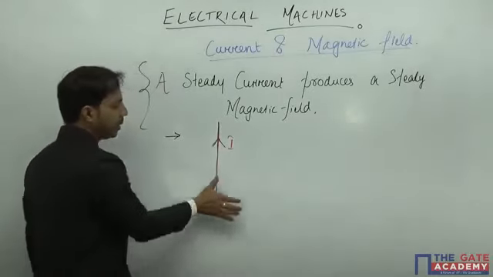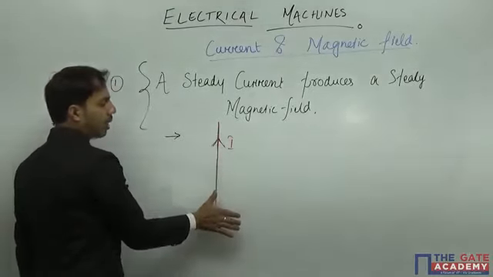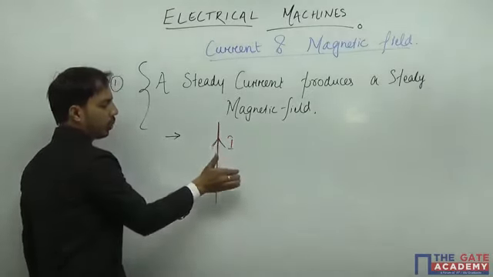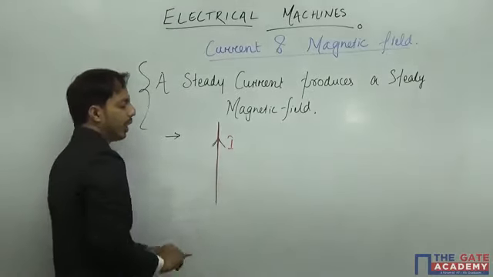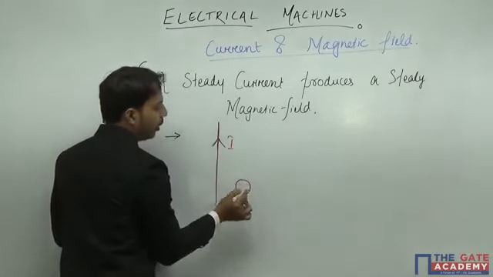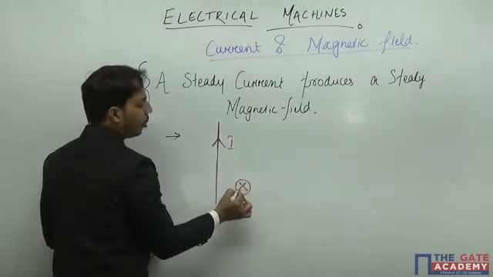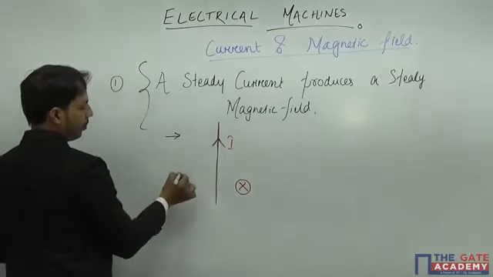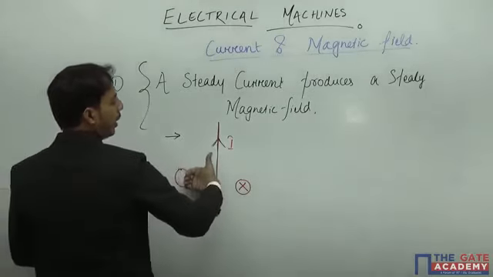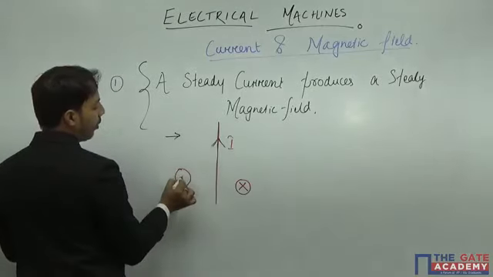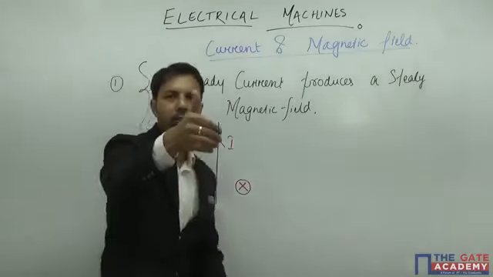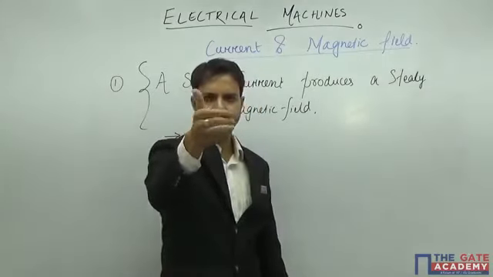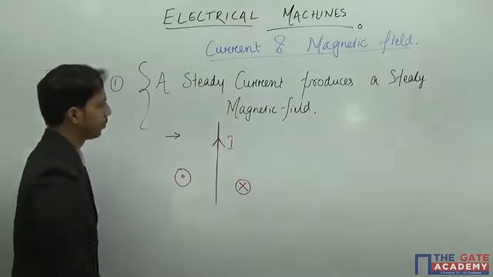Say this is the conductor and the current is going upwards, so the field will be in this way. At this particular point, it is going inside, and we can denote it by a cross. Similarly, at this particular point, it is coming out, and we can denote it by a dot. Or in other words, this is the direction.